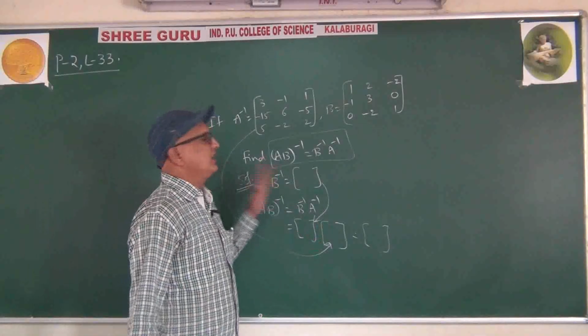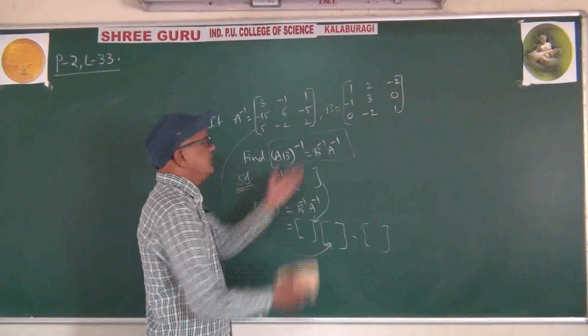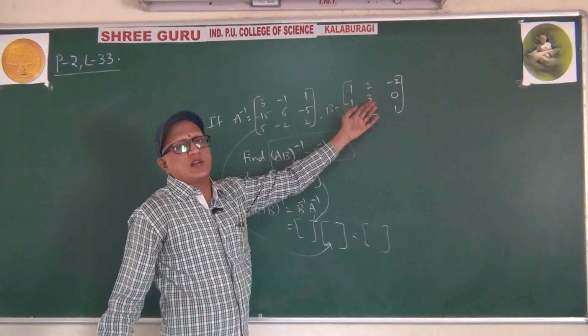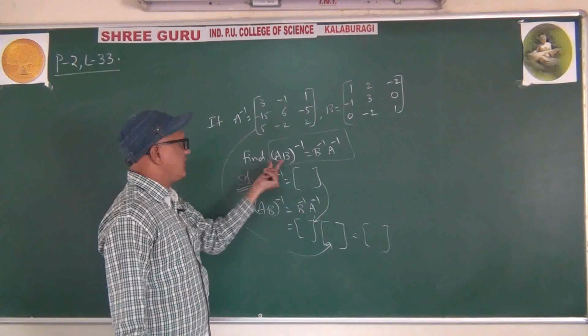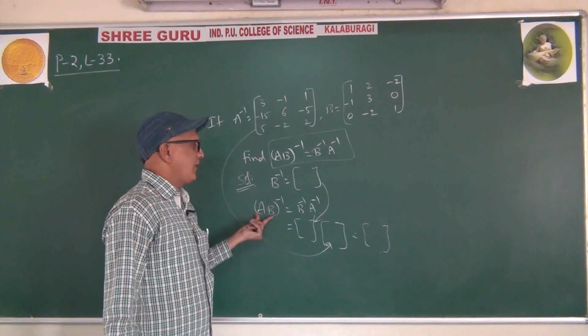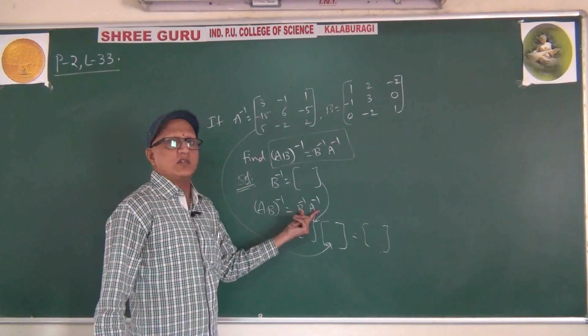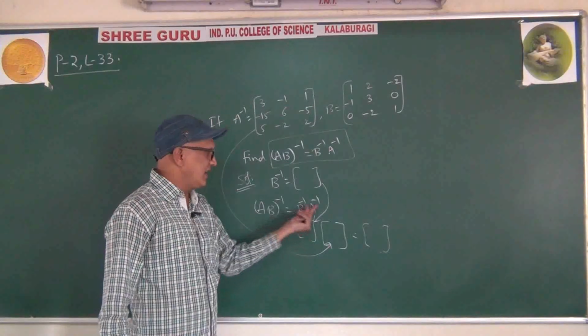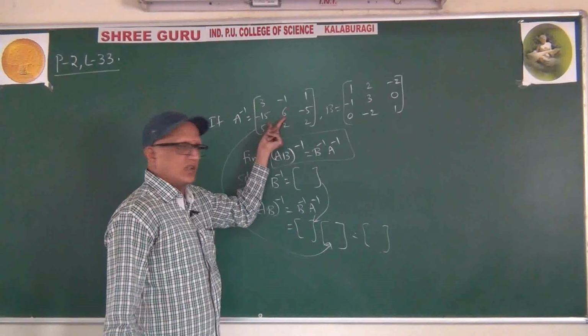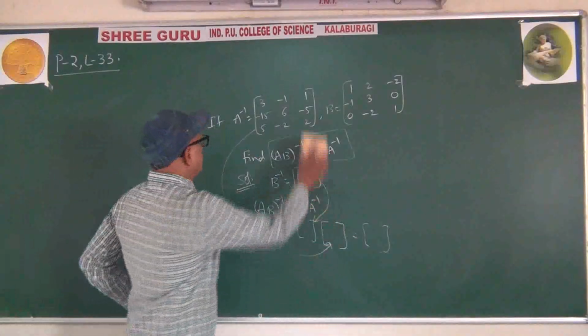Sir, finally, in the beginning what we have to do? First of all, find the inverse for this. Question is to find AB whole inverse. We know that AB whole inverse equal to B inverse A inverse. B inverse here also. A inverse, this question, in the question only they give. Multiply both.